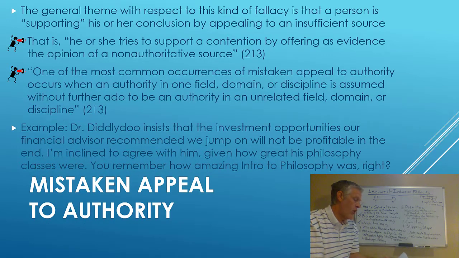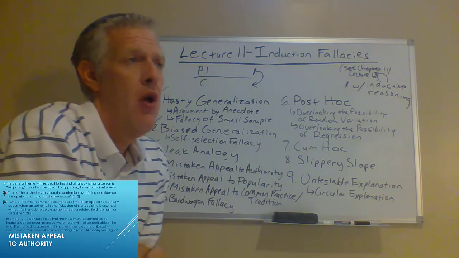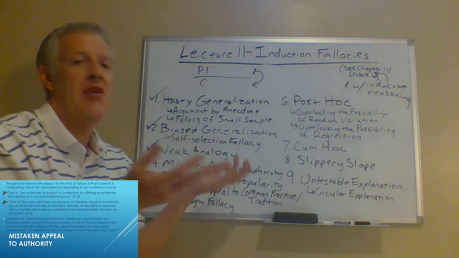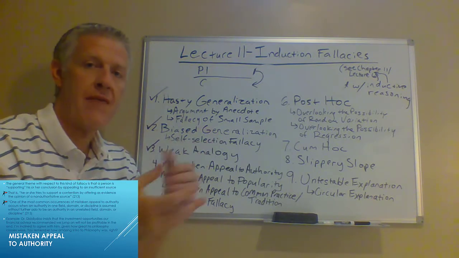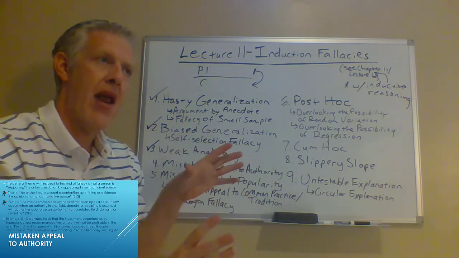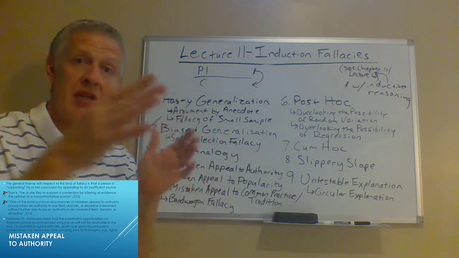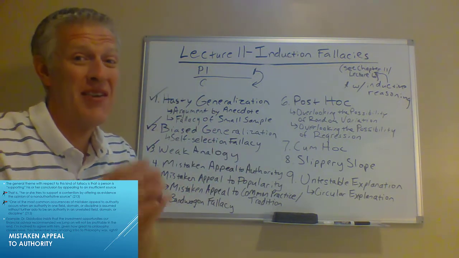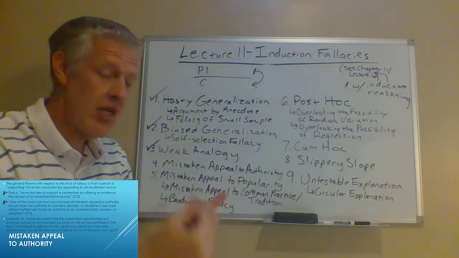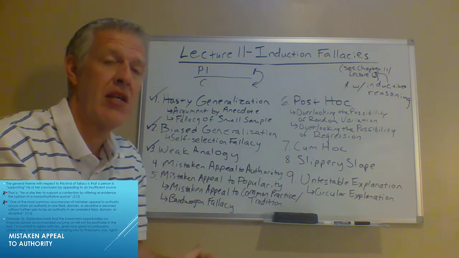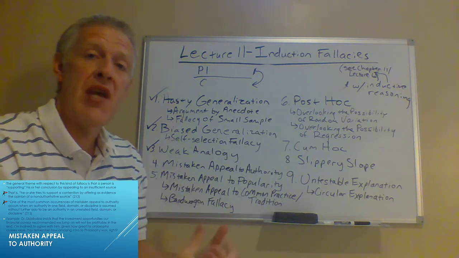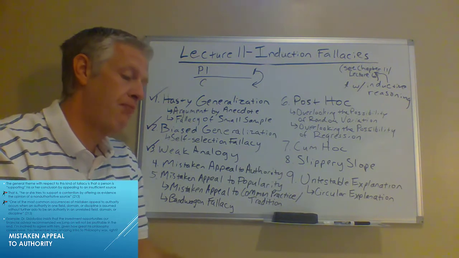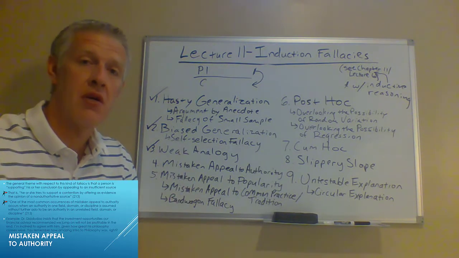Then later on 213 they say, quote, one of the most common occurrences of mistaken appeal to authority occurs when an authority in one field, domain, or discipline is assumed without further ado to be an authority in an unrelated field, domain, or discipline, end quote. And I would agree with them. That happens all the time, right? We revere someone's credentials. They've made it pretty far in life in their profession or whatever, and then we automatically sort of endorse their opinions on all these other issues that are nevertheless unrelated to their area of expertise. And that's what we mean here by suggesting this is a kind of mistake. Just because they have a great reputation in their own area of expertise doesn't mean that we should be endorsing their views on any other matters.